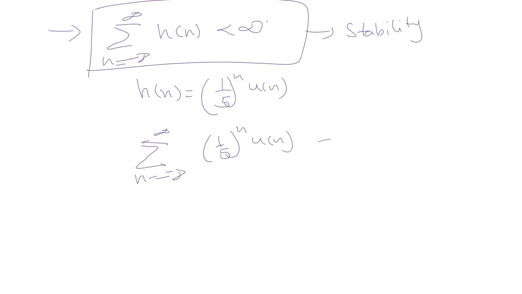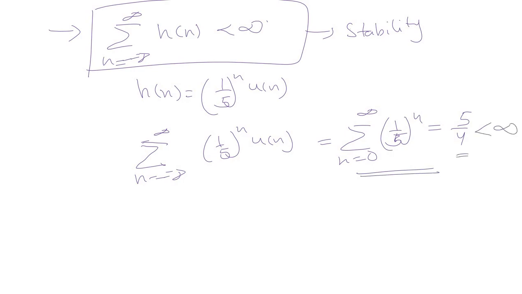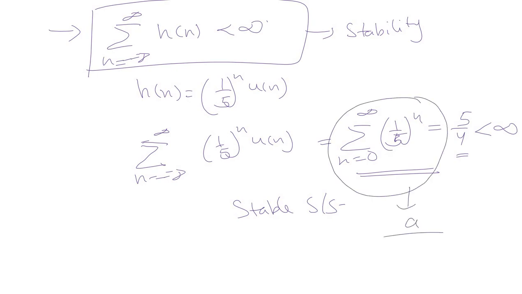So this is equivalent to the summation from n equals 0 to infinity of (1/5) raised to power n, and if we simplify it, it becomes 5 by 4. If you simplify this, we will get the answer as 5 by 4, which is obviously less than infinity, and hence it is a stable system. This is basically an infinite GP, and if you find its sum, which is a upon 1 minus r, where r is the common ratio, it is 5 by 4 and less than infinity, hence it's a stable system.